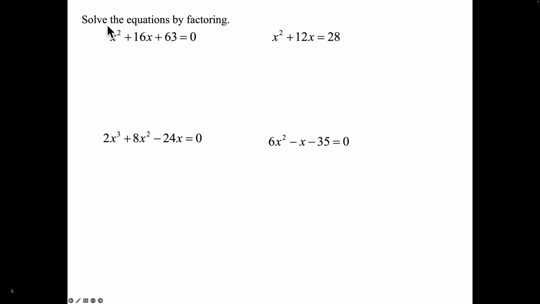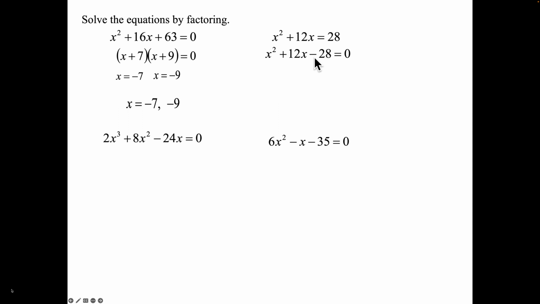All right, solving the equations by factoring. x squared plus 16x plus 63. All right, x plus something, x plus something. What two numbers multiply to be 63 and add up to be 16? 9 and 7. So x equals negative 7, x equals negative 9. There's my two answers.